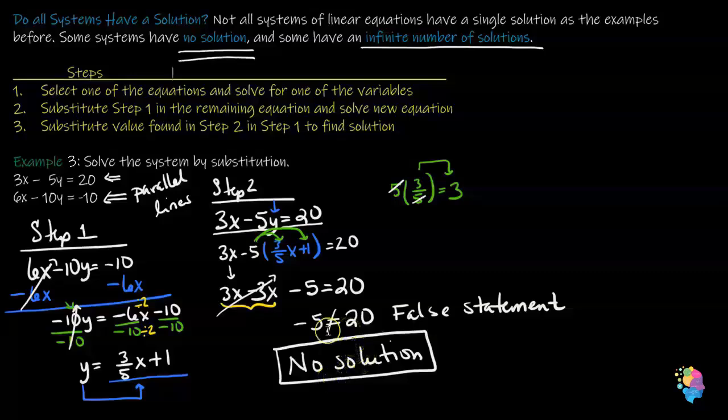I'm going to repeat it again. If your variables, you see how we don't have any x's or y's? If your variables get eliminated completely and you end up with a false statement because the left side does not equal the right side, that means that the system has no solution, because if you were to graph these, your lines will be parallel. Let's try another example.